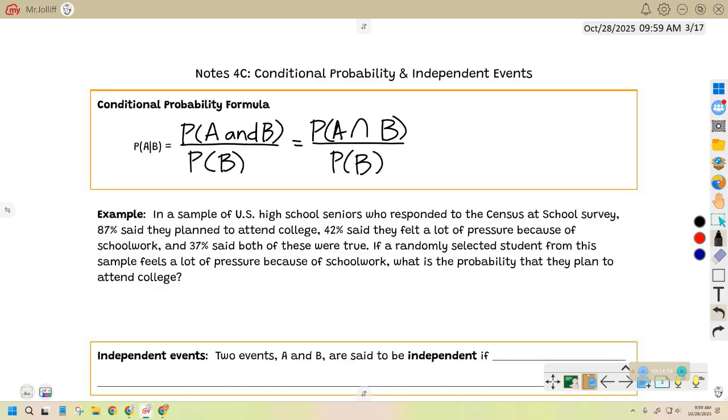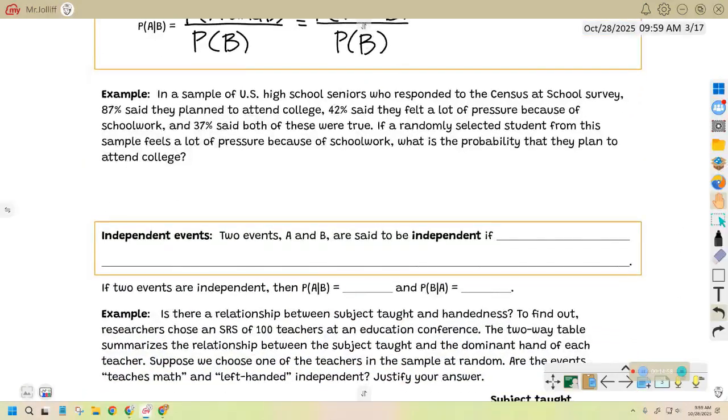Good. Let's try another one. Next one says, in a sample of U.S. high school seniors who responded to the Census at School survey, 87% said they plan to attend college, 42% said they felt a lot of pressure because of schoolwork, and 37% said both of these were true. If a randomly selected student from this sample feels a lot of pressure because of schoolwork, what is the probability that they plan to attend college?